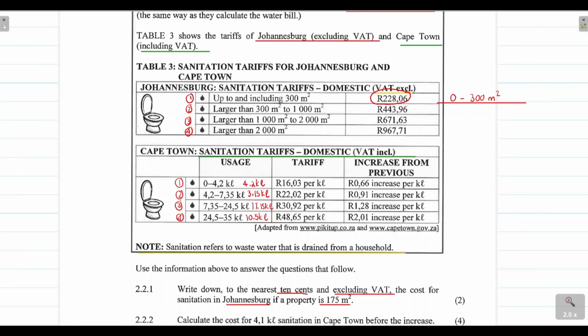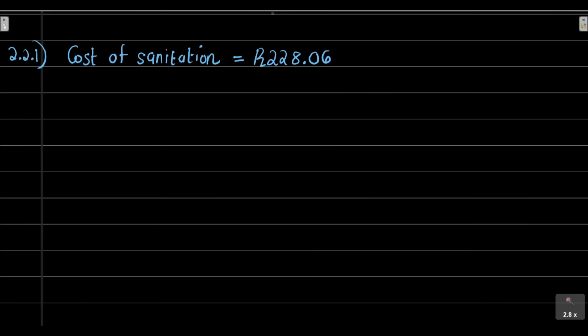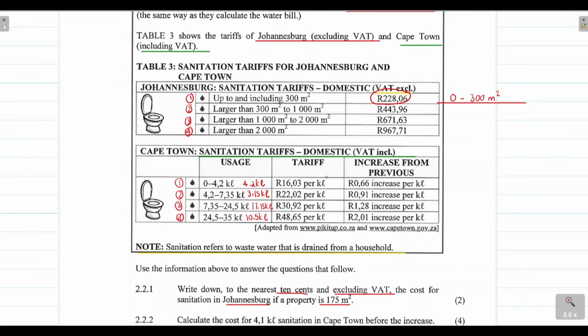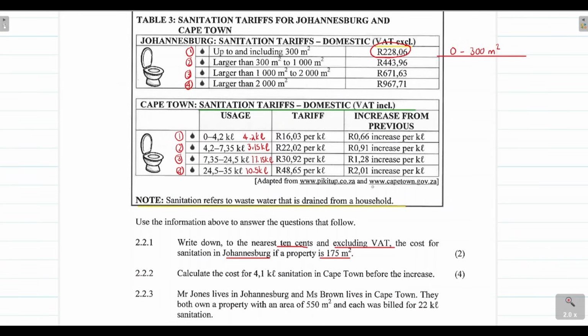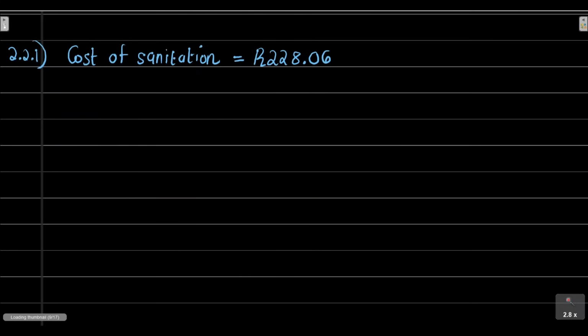Okay, so that's the first thing that we're gonna write. The cost of sanitation in the first block is 228 rand and 06 cents. However, remember the question says that we need to write the answer to the nearest 10 cents. So we can't just leave our answer as 228 rand and 06 cents. We need to round it off to the nearest 10 cents.